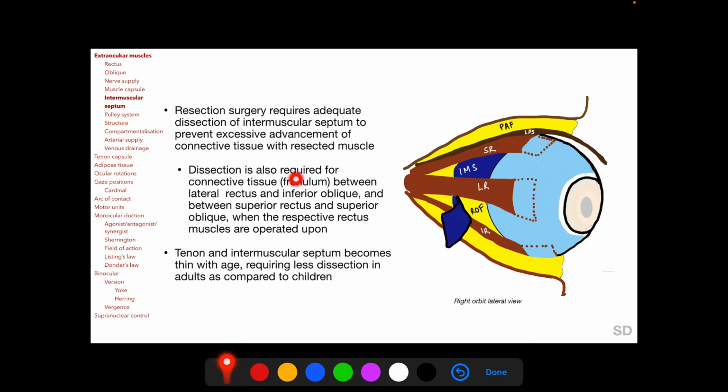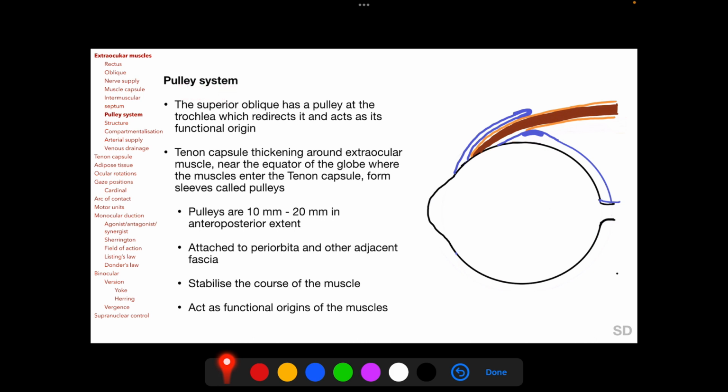Dissection is also required for the connective tissue frenulum between the lateral rectus and the inferior oblique, and also the connective tissue frenulum between the superior rectus and the superior oblique when the respective rectus muscles are operated upon. Tenon and intermuscular septum become thin with age, and thus adults require less dissection of these connective tissue elements as compared to children. The pulley system of the extraocular muscles is very important to understand.